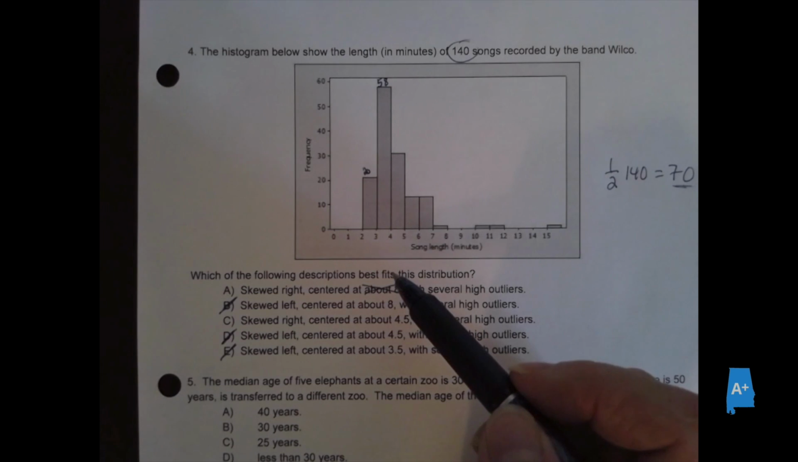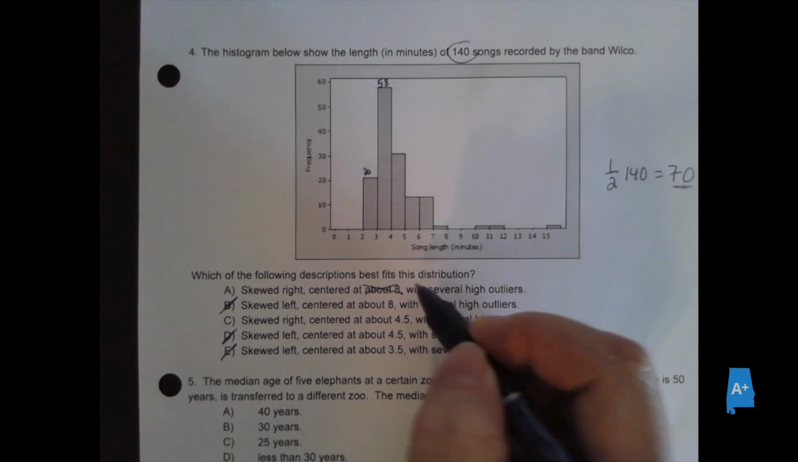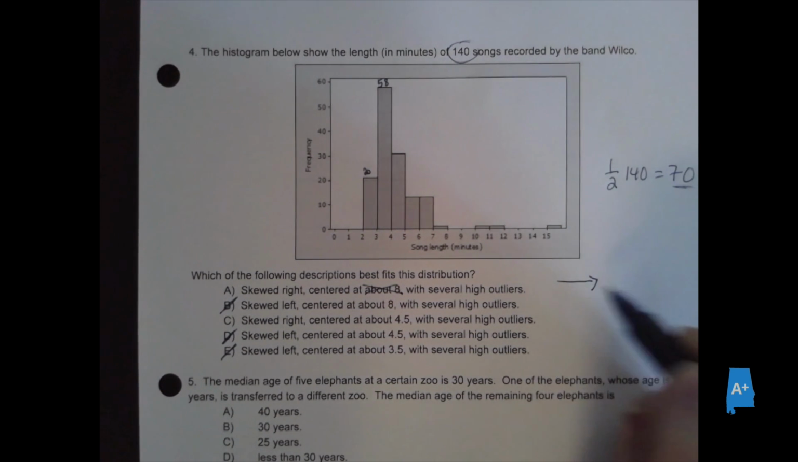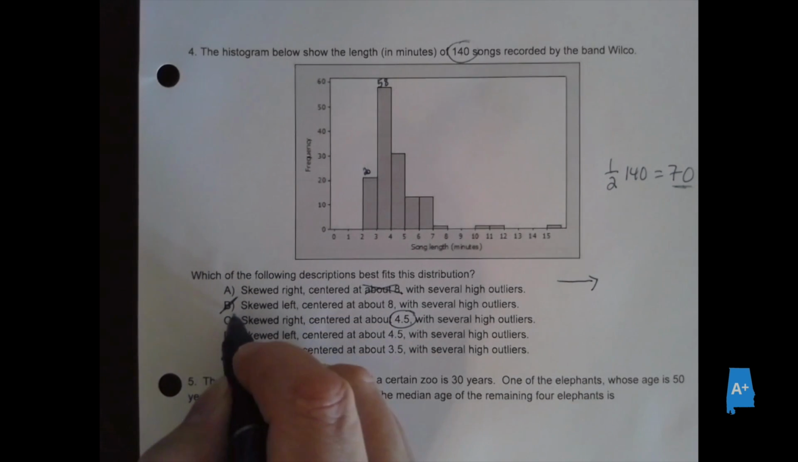But it didn't say which center we're finding. So if this is skewed right, the mean would be pulled to the right of the median, and definitely that would make sense. It could be 4.5. So C is your answer.